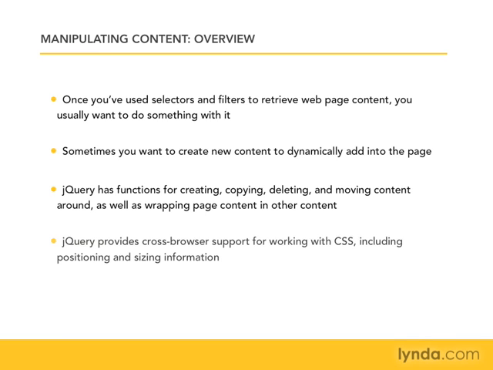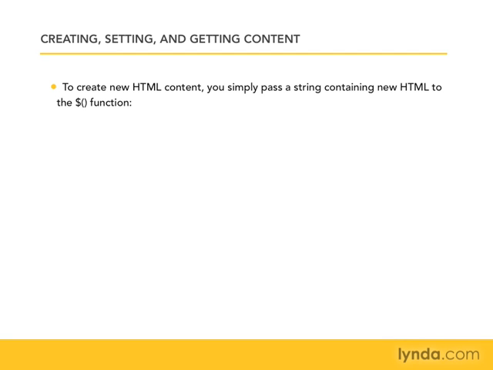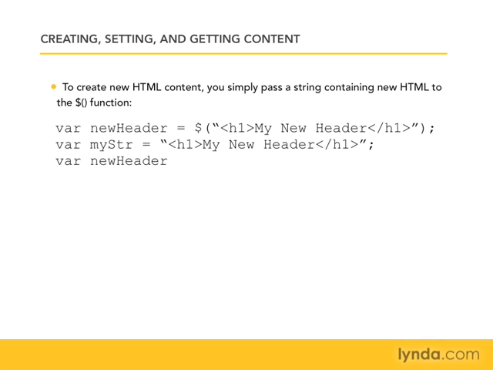Let's look at getting, creating, and setting content. To create new HTML content, you basically just pass a string containing the new HTML to the jQuery function, and it looks something like this. The result of this statement will be a new jQuery object, a new wrapped element, a result set, if you will, that contains the HTML that you've passed in as the string. And since it's just a string, it also works really well if you want to pass in a variable as well. So you can make a new variable, call it myString, pass it into the function, and it all works fine.